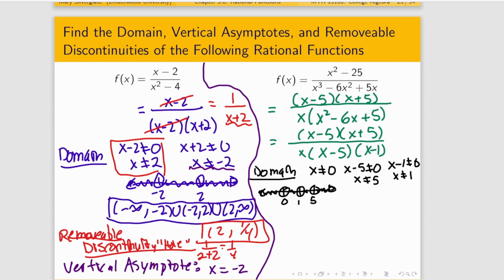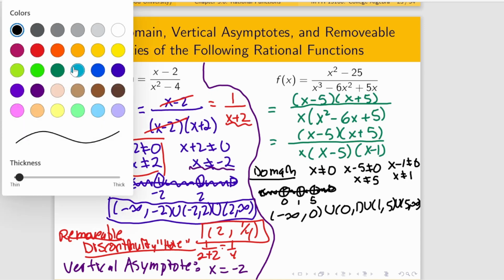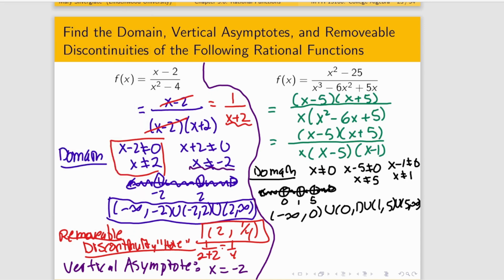So there's going to be quite a few parentheses this time because we can be any number smaller than 0, any number between 0 and 1, any number between 1 and 5, and any number bigger than 5. I'm going to shorten removable discontinuity to RD just because it's quite a bit of a handful. So for the removable discontinuities, we want to see what's going to simplify up here. Well, x minus 5 divided by x minus 5 makes 1.